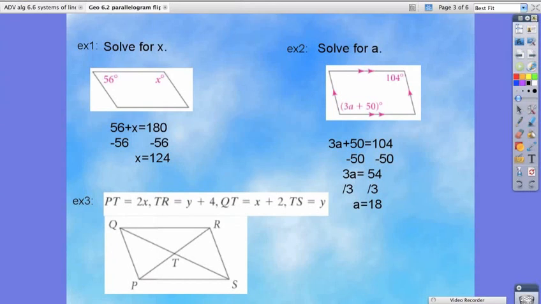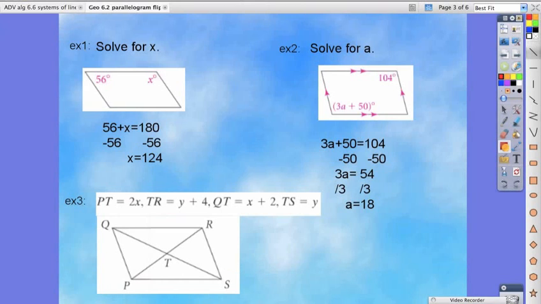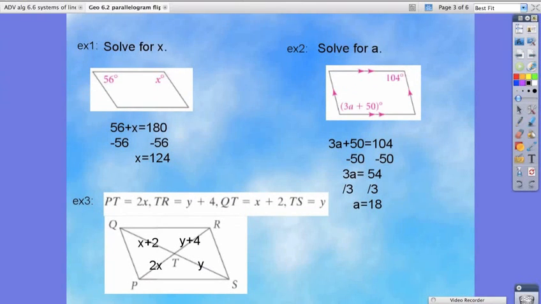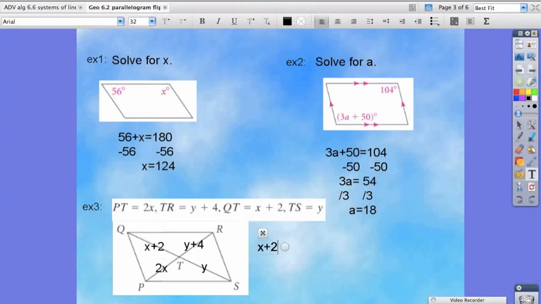Last example states that PT, and let's draw a picture real quick to make this easier. Line segment PT is 2x. So that's 2x right here. Line TR is y plus 4. XT is x plus 2. And TS is y. Now remember, because we have a parallelogram, we know that the diagonals bisect each other. That means that x plus 2 equals y. And we also know y plus 4 equals 2x.